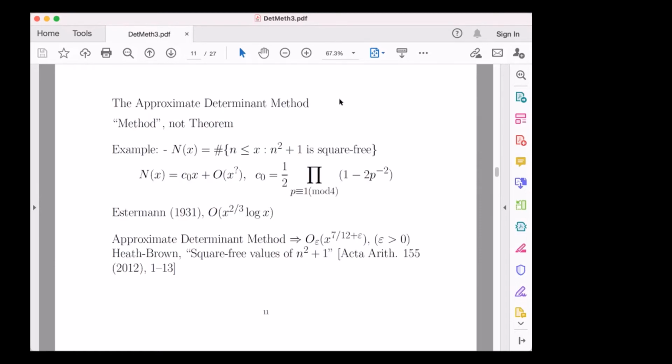Okay, so I'm going to devote the rest of my time to talking about the approximate determinant method. And I should stress that this is a method rather than a theorem. So there is no one result that sums up what the approximate determinant method does. You have to adapt the procedure depending on the problem you're trying to attack. And so I'm going to illustrate it by examining the counting function for integers up to x, for which n squared plus 1 is square free.